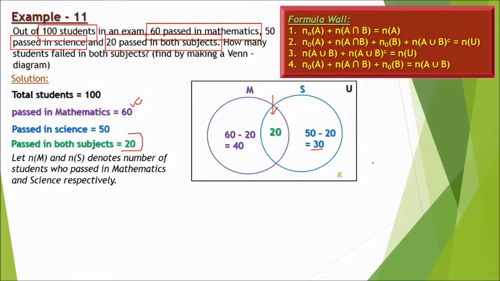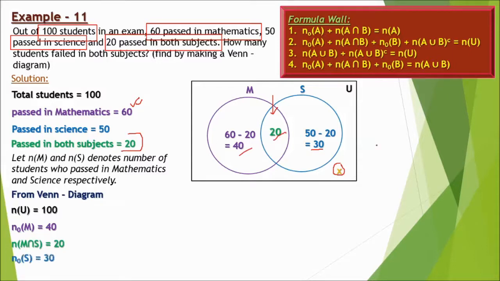Now x is outside because we don't have the value, we don't have the number here. So from the Venn diagram, let's copy out the information. The universal set is equal to 100, and only passed in mathematics is 40, intersection is 20, isn't it? And only in science is 30, and the complement. It failed in both subjects, that means complement. They are not related with passing either subject, mathematics or science. They are out of the circle. So the complement is x.